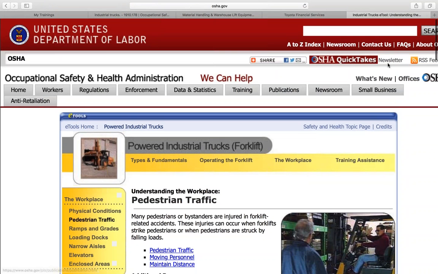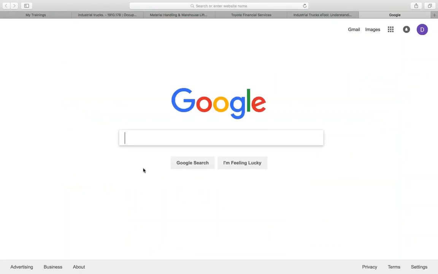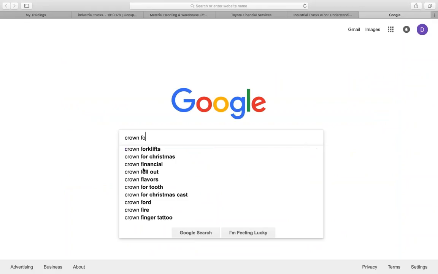So let me see if I can pull one up for you really quickly. And someone and I just recently had this conversation. So let's say Crown forklift outrigger.